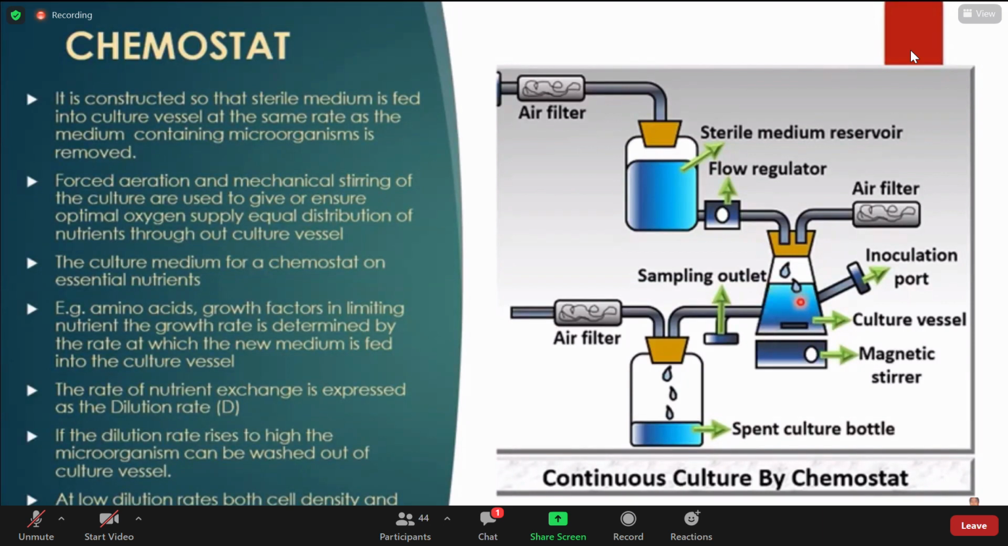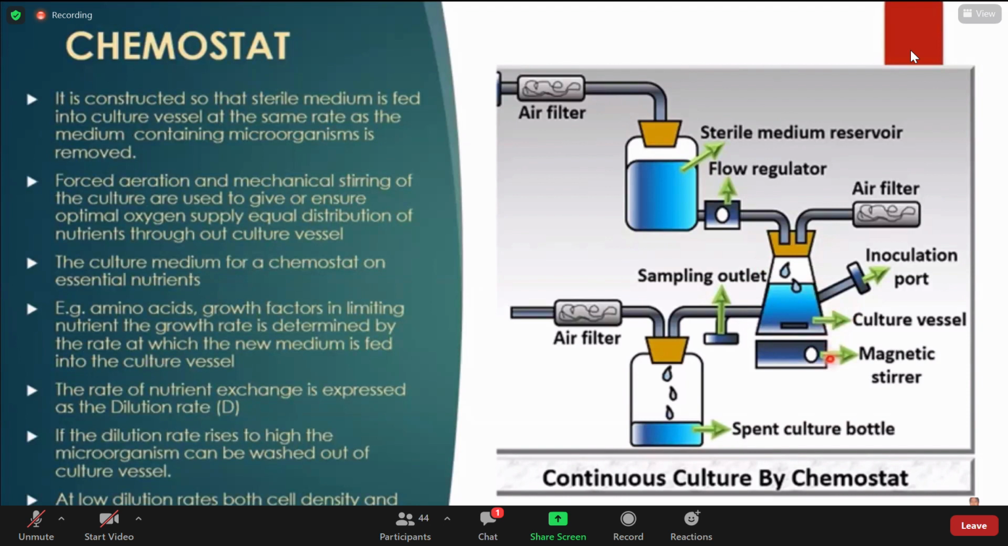And the culture medium for a chemostat contains essential nutrients, for example amino acids or growth factors, with one as the limiting nutrient. The growth rate is going to be determined by the rate at which the medium is fed into the culture vessel. So here we are going to maintain one of the nutrients as a growth limiting factor. That can be anything, either amino acids or any growth factors. Now the rate of nutrient exchange is expressed as the dilution rate.